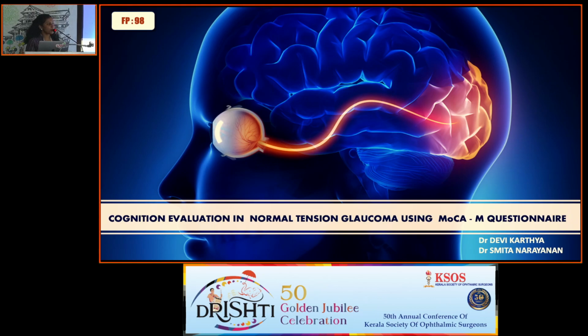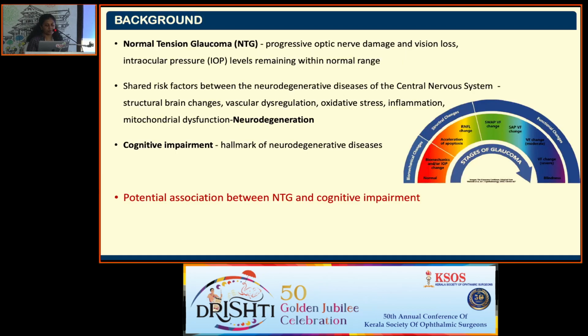Today I am going to present my paper on cognition evaluation in normal tension glaucoma using the Montreal Cognitive Assessment Questionnaire. Normal tension glaucoma is an exception in the glaucoma family where the major risk factor of an increase in intraocular pressure is missing. If not an increase in IOP, then what are the other risk factors? There are many pathophysiologies being proposed, of which a neurodegenerative mechanism due to impaired CSF dynamics brings normal tension glaucoma closer to other neurodegenerative disorders.